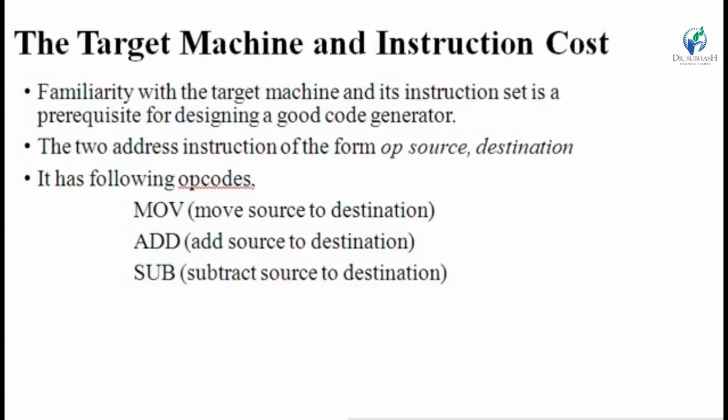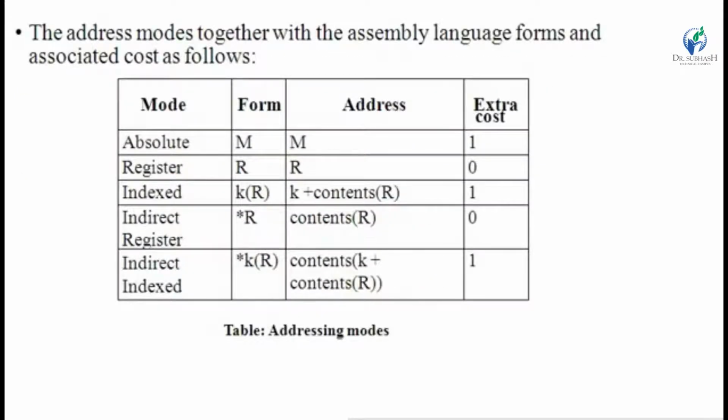The 2-address instruction is of the form operator source, destination. It has the following opcodes: MOV source to destination for move, ADD source to destination for addition, and SUB source to destination for subtraction. So the address modes, together with the assembly language forms and associated cost, are as follows.